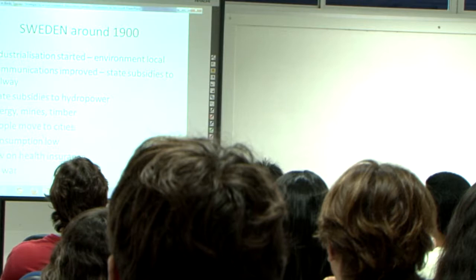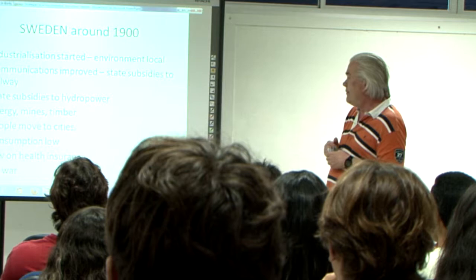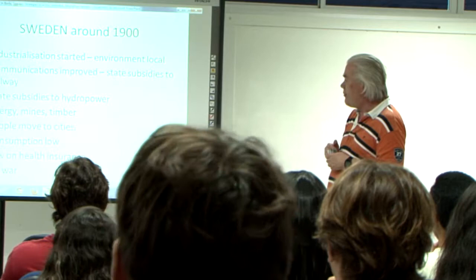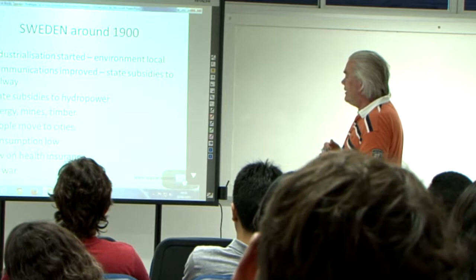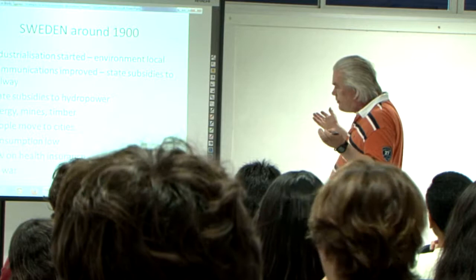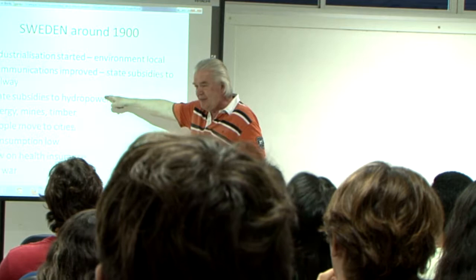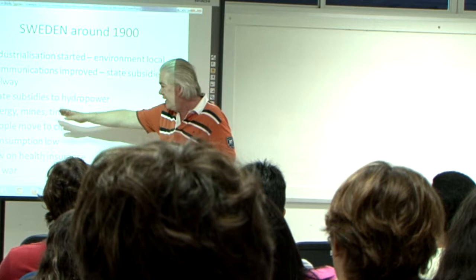People moved to the cities, consumption was low. But the state started to subsidize, take loans to make a good infrastructure, then invested in it. We had good possibilities for hydropower. So they made very smart investments in infrastructure, in hydropower, in mines, to export energy and timber, and people started to move to the cities.